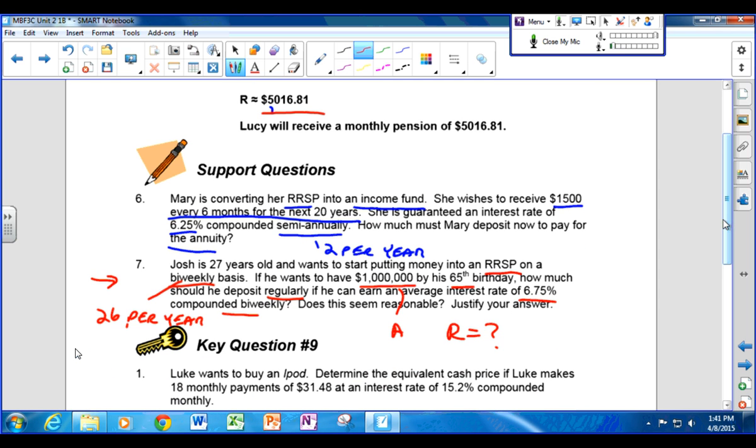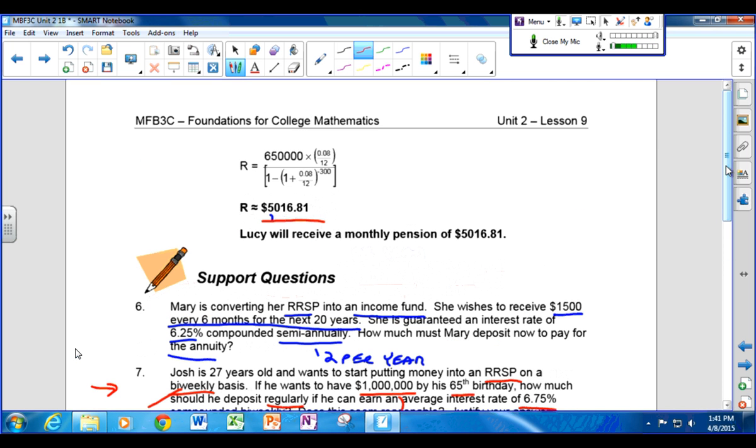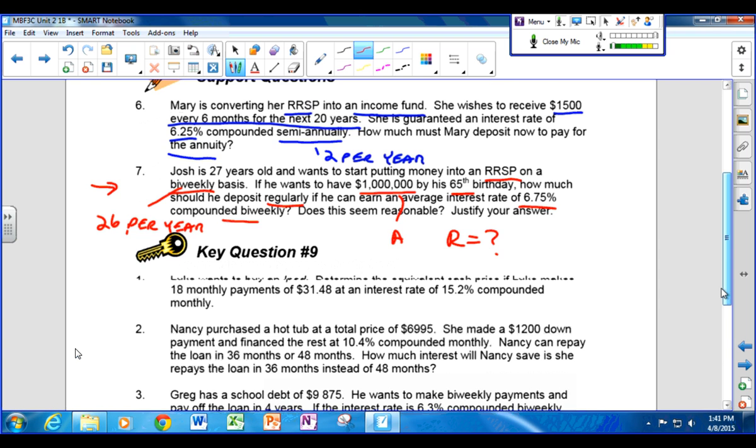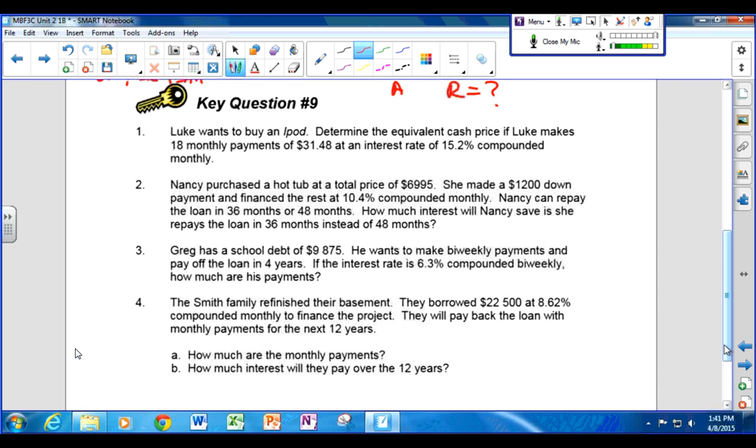I mean, that's what I would do anyway. So that's it. Now the only flaw in this scenario is that the interest rate is, again, a little ambitious. I use 6%. Okay, so this is the sort of question that you'll see. Luke wants to buy an iPod. Determine the equivalent cash price. So that's the PV, if Luke makes 18 monthly payments.